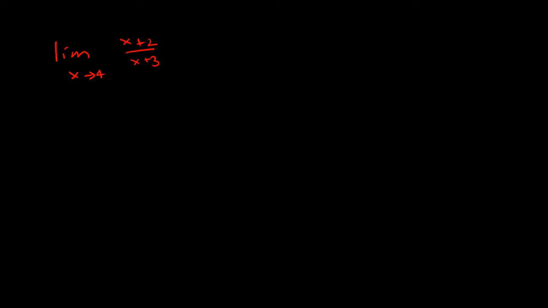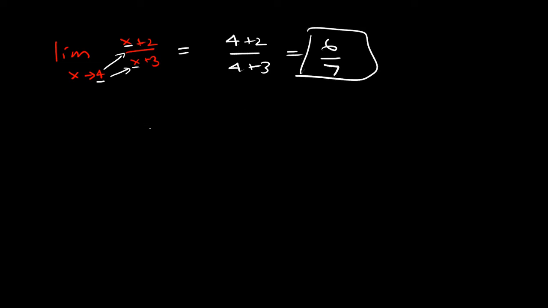Okay, so here we have our limit. x approaches 4, and then we have our expression x plus 2 over x plus 3. So it makes sense that if x approaches 4, it gets very, very close to 4, such as 3.9999999. That's very close to 4. So I think it's safe to say we can just plug in 4 for x. And we should get 4 plus 2 over 4 plus 3, which is equal to 6/7. And this is the answer to this limit.